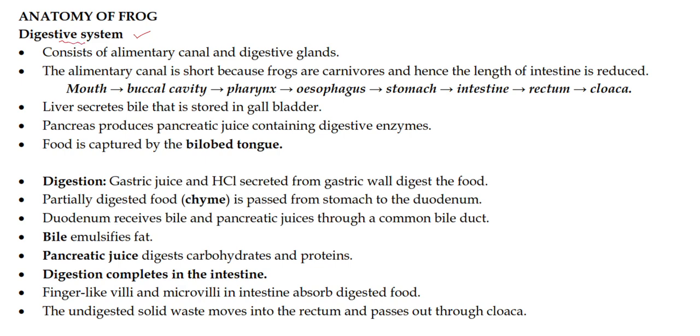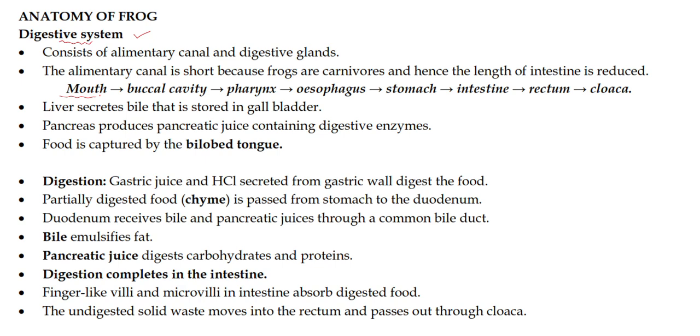Now, let us take one by one. The digestive system consists of an alimentary canal and various digestive glands. Alimentary canal means it starts from the mouth and ends at the cloaca. Here there is no anus in the case of frog. Remember the word cloaca, which is a common opening for fecal waste, urinary waste, and the reproductive system.